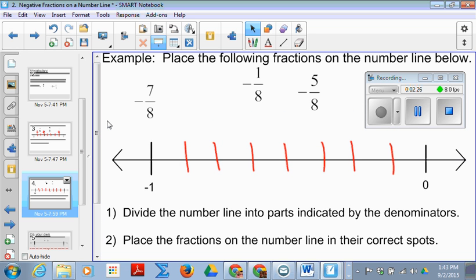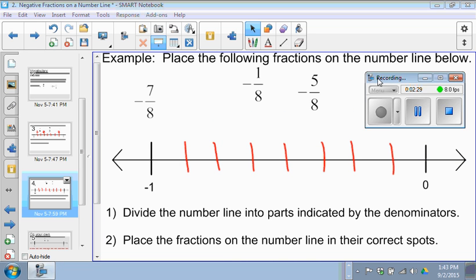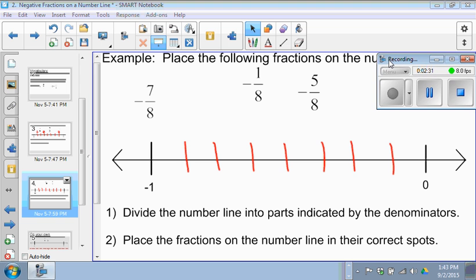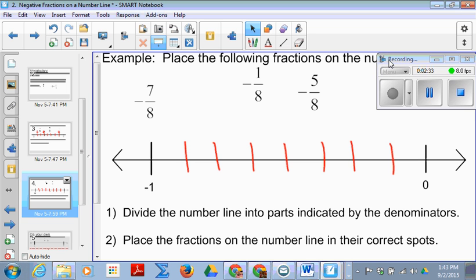So negative 7/8. Now remember, we're counting backwards, okay? So our absolute values get bigger the further from 0. So negative 7/8 is the biggest one. Place it right there. Negative 1/8 is the smallest one. Place it there. And negative 5/8, we just count back from 0. So we have 1, 2, 3, 4, 5. Negative 5/8 is right there.